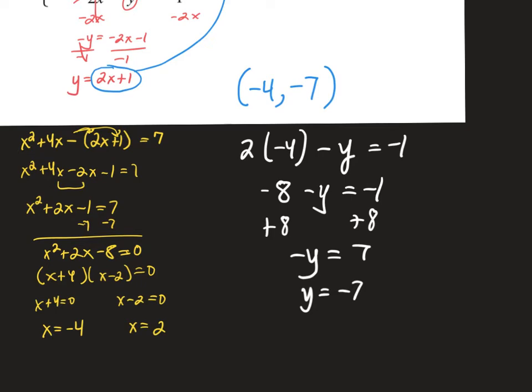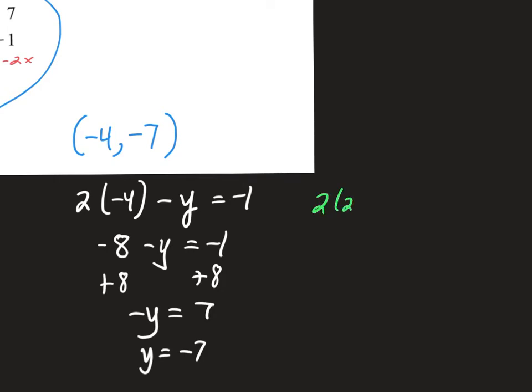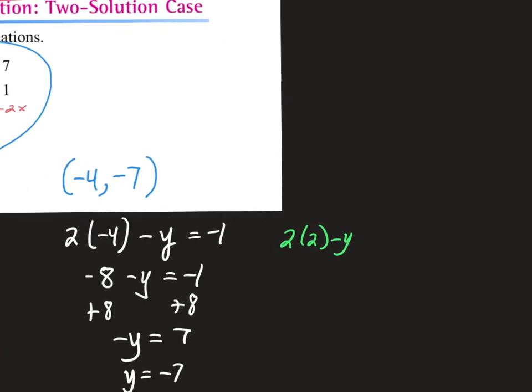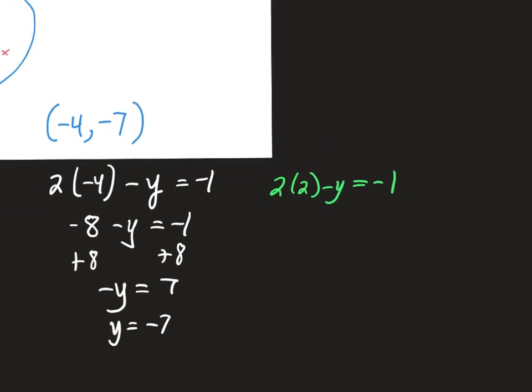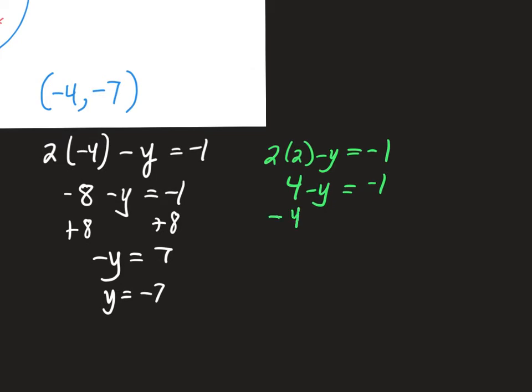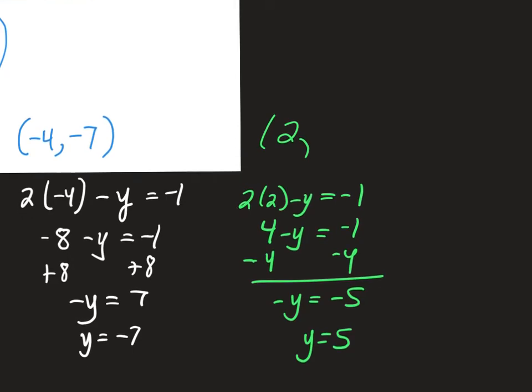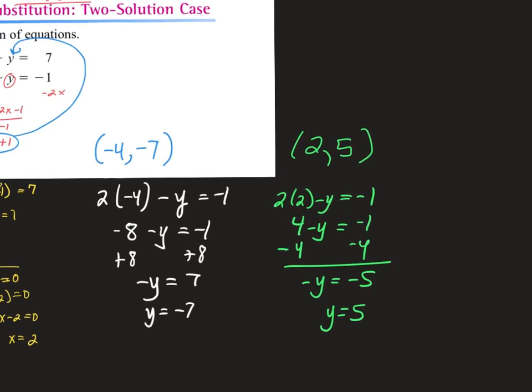I would always go back to the original. Always, always, always. It's a good rule to follow. So now I'm going to try 2. So I'll go back to the original, 2x minus y. So 2 times 2 minus y equals negative 1. What's 2 times 2? 4 minus y equals negative 1. Now what? Subtract the 4. Negative y equals negative 5. So y equals what? Okay, so when I plugged in positive 2, I got out what? Positive 5. So you got 2 solutions.